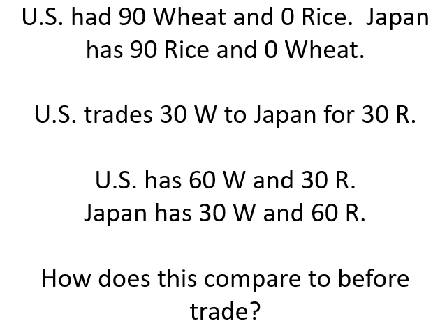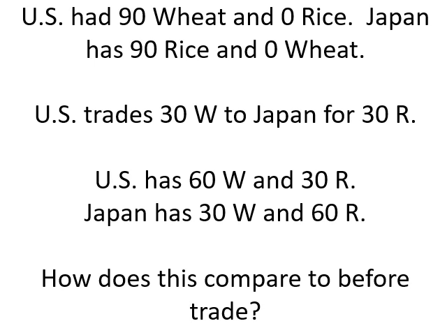So as you see, the slide says, how does this compare to before the trade? Let me remind you, before the trade, the United States had 45 wheat and 15 rice. So now, in having 60 wheat and 30 rice, the U.S. has more wheat and more rice. And Japan has 30 wheat and 60 rice. Before trade started, where they were growing their own wheat and rice, they had 15 wheat and 45 rice. So Japan has more wheat and more rice than before they started.